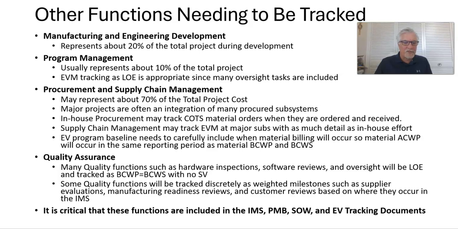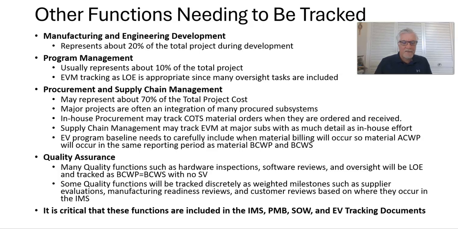So the remaining function is quality assurance. Many quality functions such as hardware inspection, software reviews, and oversight of engineering and manufacturing tasks will be considered LOE, and they'll be tracked as straight BCWP equals BCWS, so there's no schedule variance. Some quality functions will be tracked discretely as weighted milestones, such as supplier evaluations, manufacturing readiness reviews at suppliers, and customer reviews based on where they occur in the IMS.